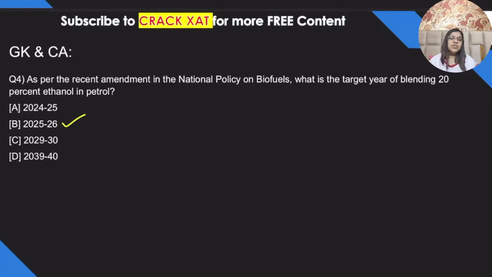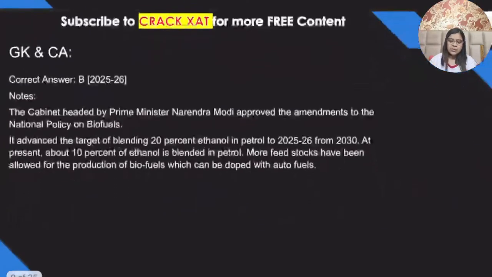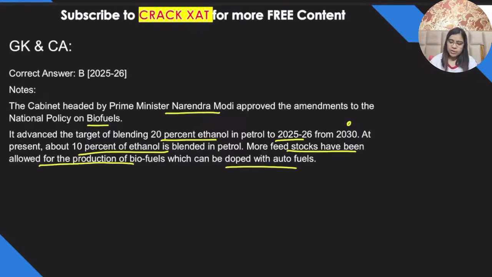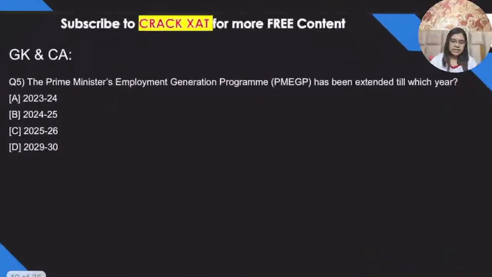So 2025-2026 is going to be the year in which they are planning to mix 20% of ethanol in the petrol. The cabinet, headed by Prime Minister Narendra Modi, approved the amendments in the biofuel policy. It advanced the target of blending 20% ethanol to 2025-26 from 2030. Okay, at present about 10% ethanol is blended. More feedstocks have been allowed for the production of biofuel, which can be doped with the auto fuels. As you both mentioned, less pollution and less cost, both are the correct reasons over here.